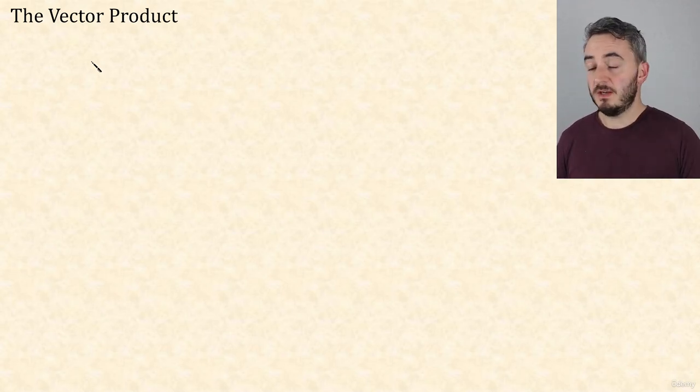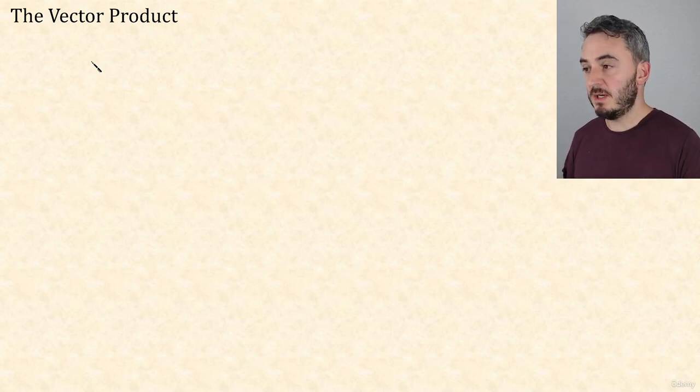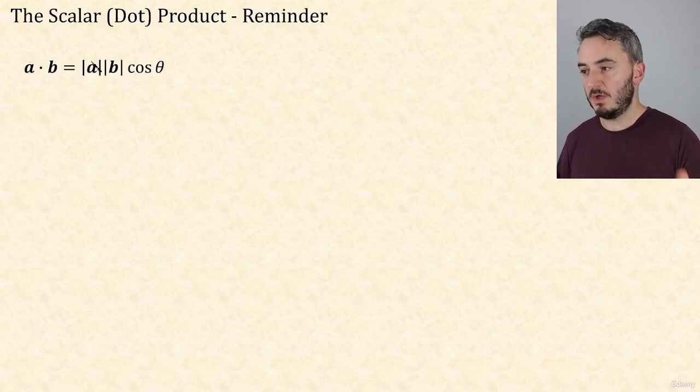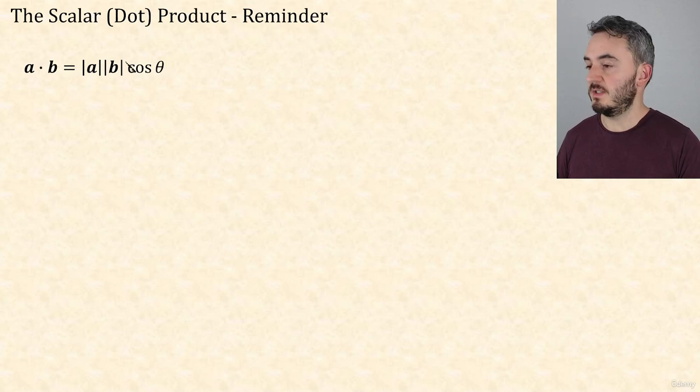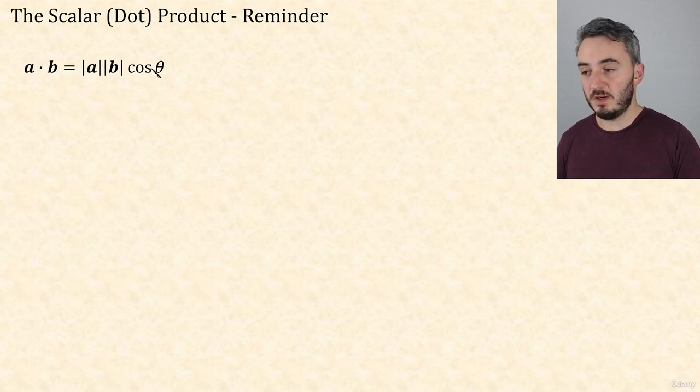So I'm going to begin with a reminder about what the dot product, or the scalar product, is. Recall that the dot product is this: A dot B is the modulus of A times the modulus of B multiplied by cos theta. So the dot product of two vectors is a number, and it's found in that way.